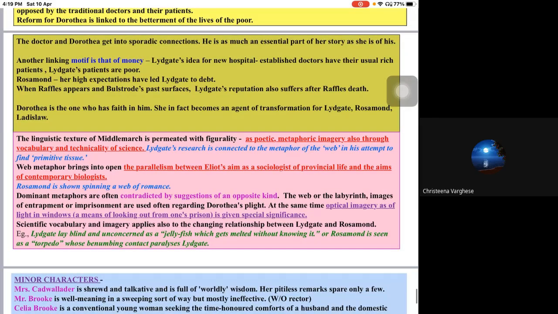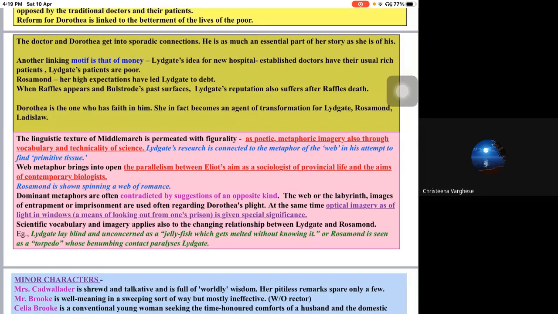Then the linguistic texture of Middlemarch is permeated with figurality, as poetic, metaphoric imagery, also through vocabulary and technicality of signs. Lydgate's research is connected to the metaphor of the web in his attempt to find primitive tissue, the first tissue that might have given rise to life. That is a primitive tissue that he is researching. And again, see, it is like a web, right? Again, we are going back to this metaphor of the web.